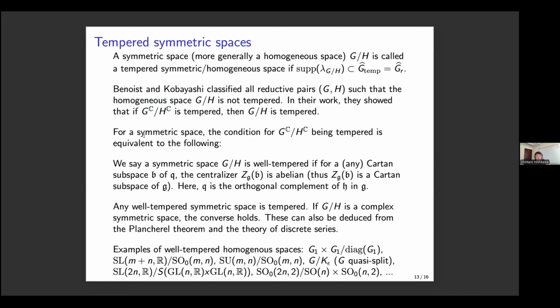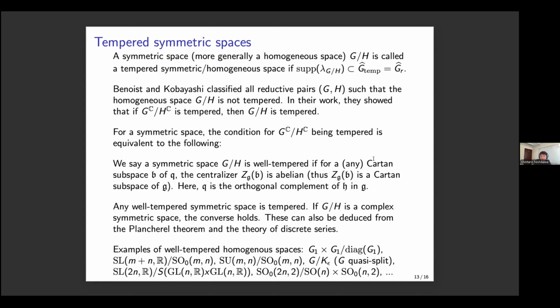Okay. So for a symmetric space, the condition for G_C mod H_C to be tempered is the following. Again, G_C mod H_C means you complexify everything: you consider G mod H as a real analytic space and then complexify it. You get the complex homogeneous space. That's what the notation suggests.